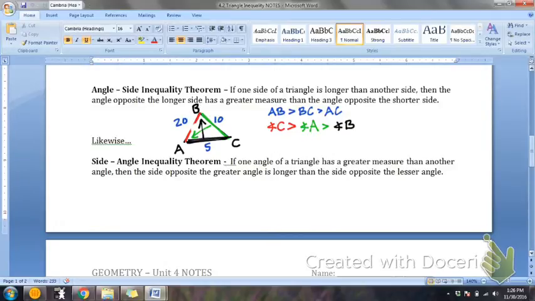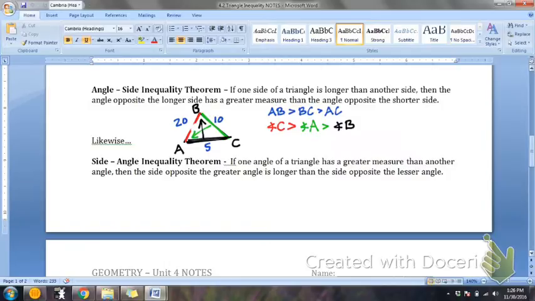Well, what is this good for, though? You have to understand how to do this so that you can do the problems that are a little bit more complex. We're going to have to be figuring out angle measurements and side measurements based on putting them in order from smallest to biggest. Okay, all right. So let's look at another example here.